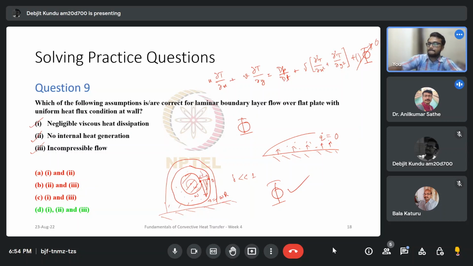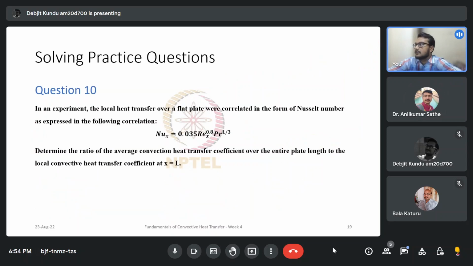Okay, so moving on to the last question of today's session, question number 10. In an experiment, the local heat transfer over a flat plate was correlated in the form of Nusselt number as expressed in the following correlation. The local Nusselt number at x is equal to 0.035 Re x to the power 0.8 into Prandtl number to the power one third. Now we have to determine the ratio of the average convection heat transfer coefficient over the entire plate length to the convective heat transfer coefficient at x equal to L.